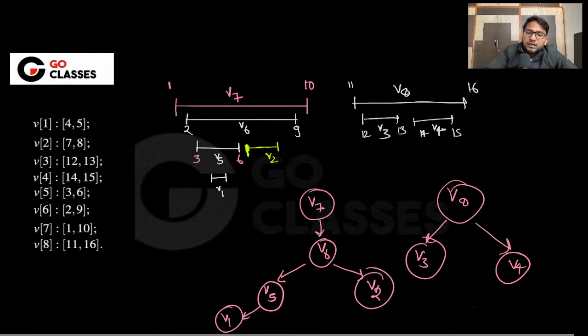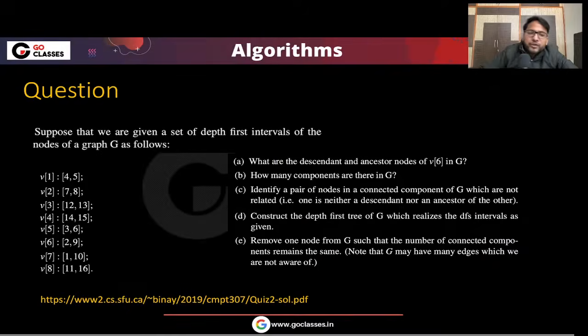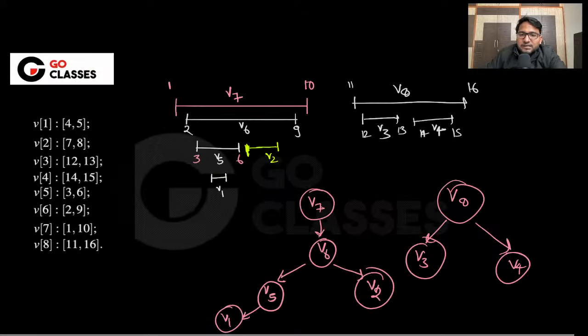Okay, so basically given this data, you can definitely make a tree. Once you make a tree, you can answer all of these questions. What are the descendant and ancestor of V6? You can see the descendants are V5 and V2, and the ancestor is V7, right? So you can solve all of this.